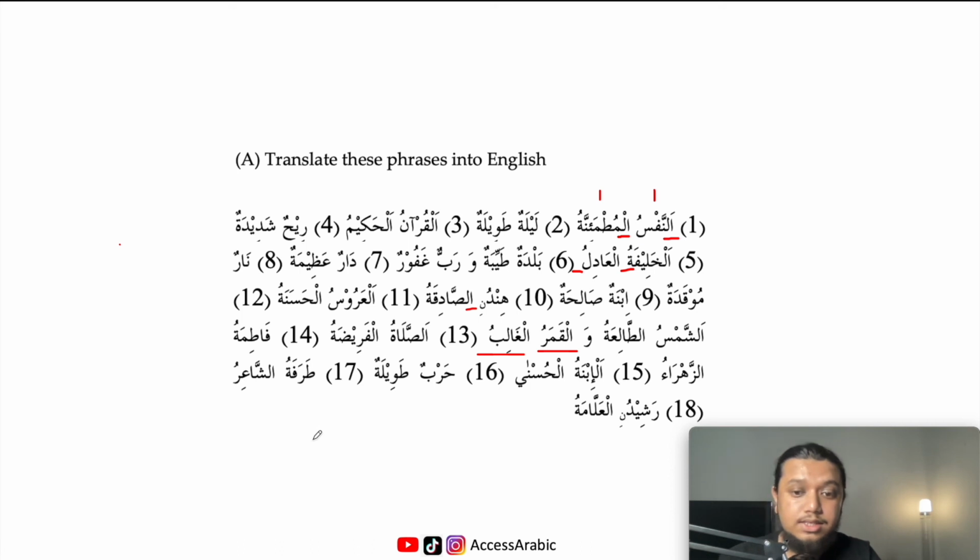And number 18 is Rashidun al-Allama. Rashidun al-Allama is Rashid, which is once again the name of a person. Al-Allama means a very learned person or a very learned scholar. So this means Rashid, the scholar.